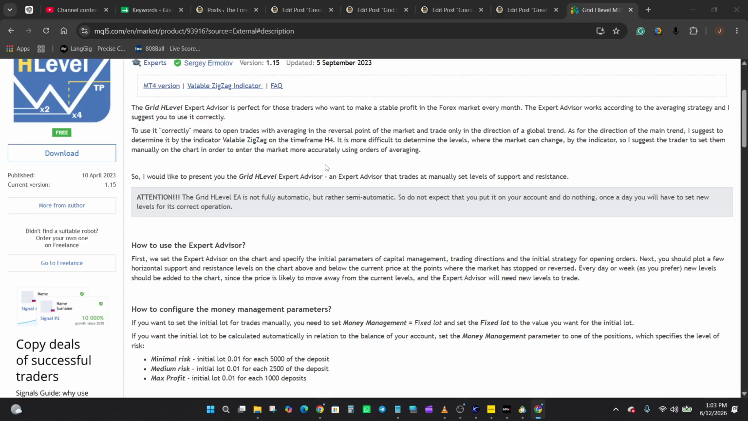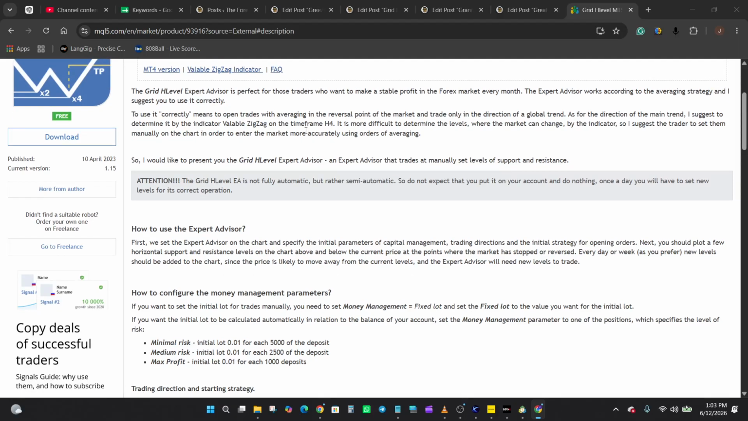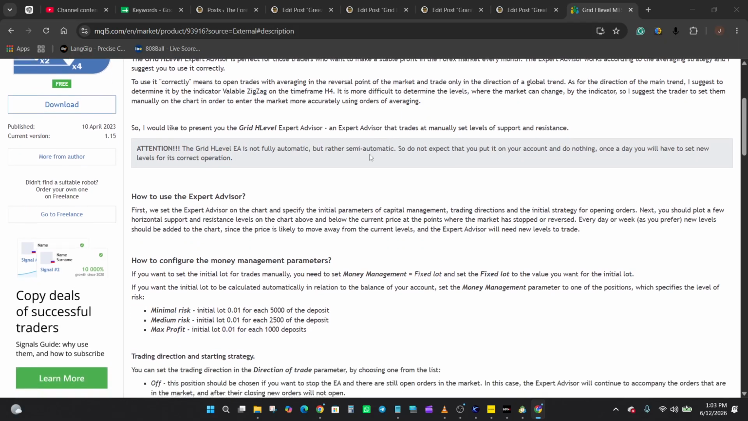The EA operates using an averaging strategy and is designed to trade manually defined support and resistance levels. The developer recommends identifying the broader market direction using the valuable zigzag indicator on the H4 time frame, and then placing support and resistance levels manually on the chart to guide trading activity.